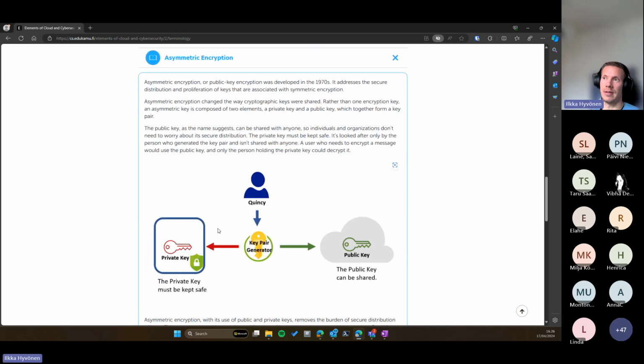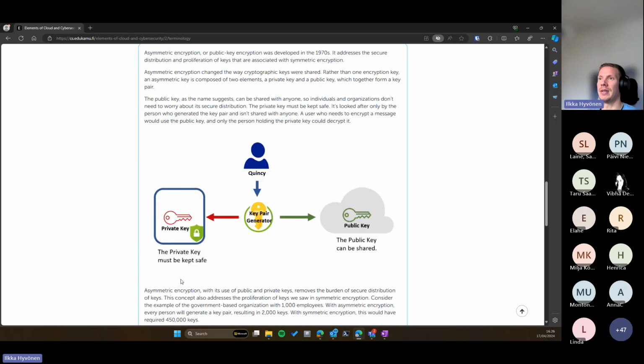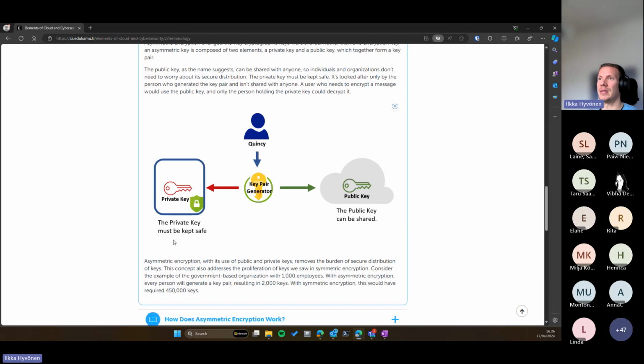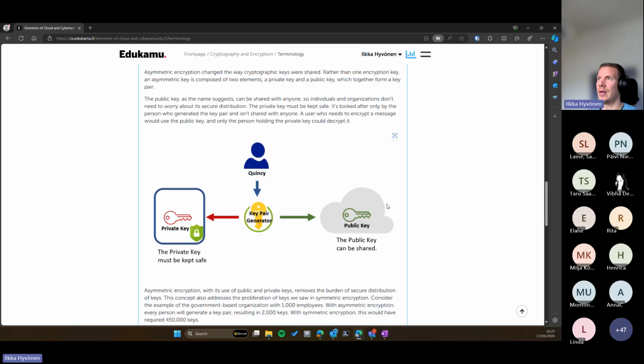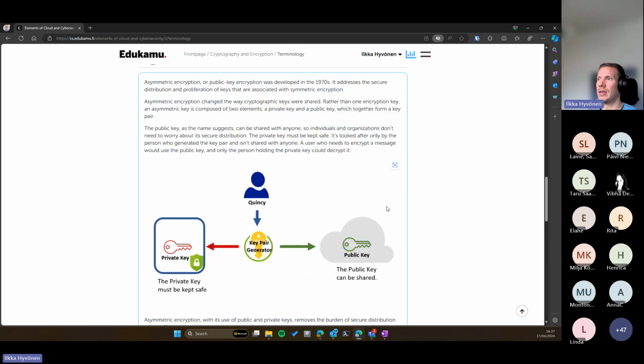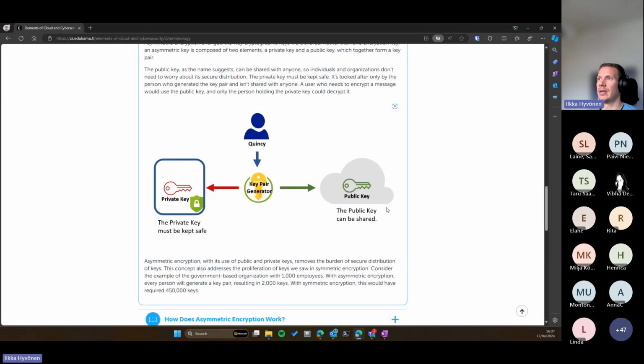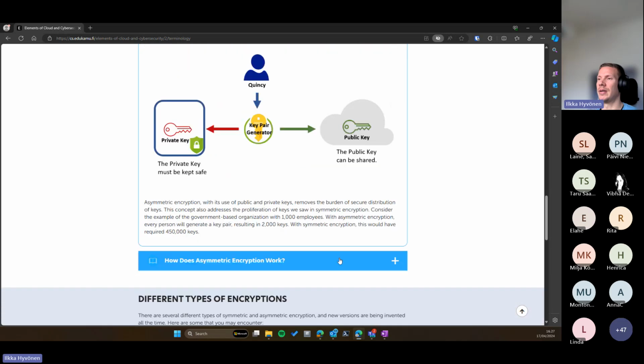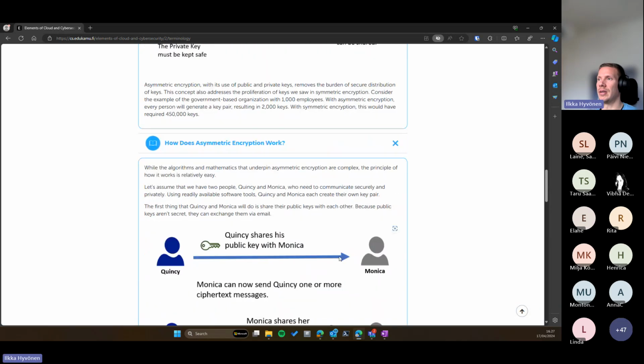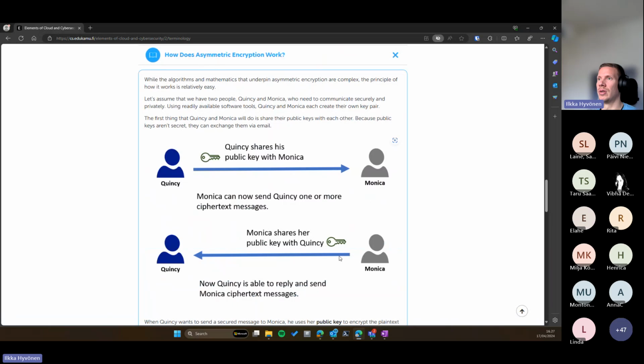And in that case, in asymmetric encryption, basically everybody has a private key and a public key, and the private key is something that must always be kept safe. I will never share it with anyone, whereas the public key is something that I can share with anyone. And the concept is quite different compared to shared key encryption. And here's an explainer of how it works.